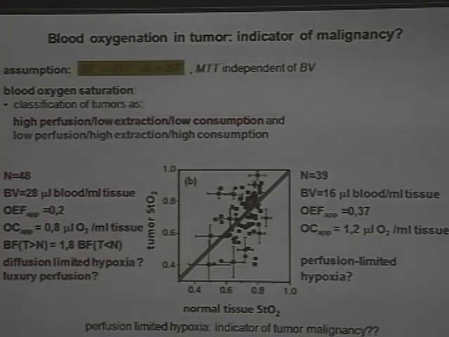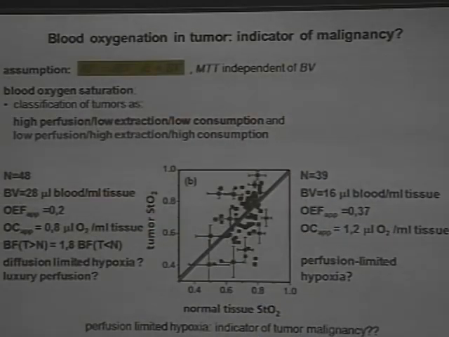Let me return to this figure. We have the two subpopulations, the subpopulation with a higher saturation and the subpopulation with the lower saturation. So we can essentially classify those two subpopulations as the red ones, high perfusion, low extraction, low consumption, and the blue ones, low perfusion, high extraction, high consumption. So you ask me what will be the more problematic, or the tumors with a higher malignancy.